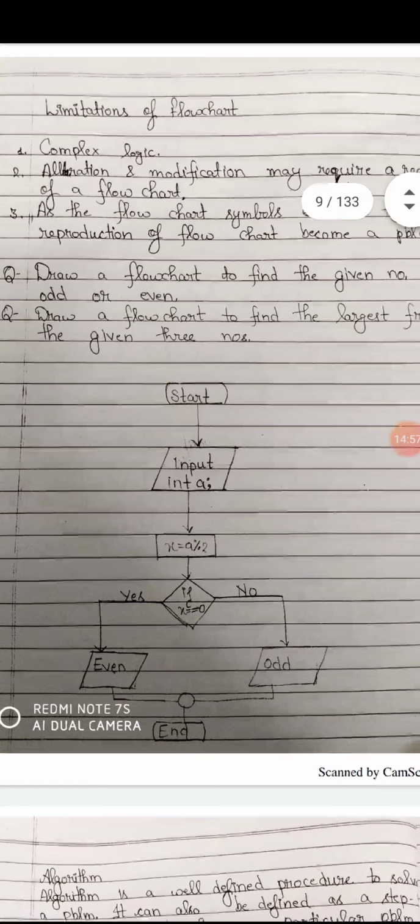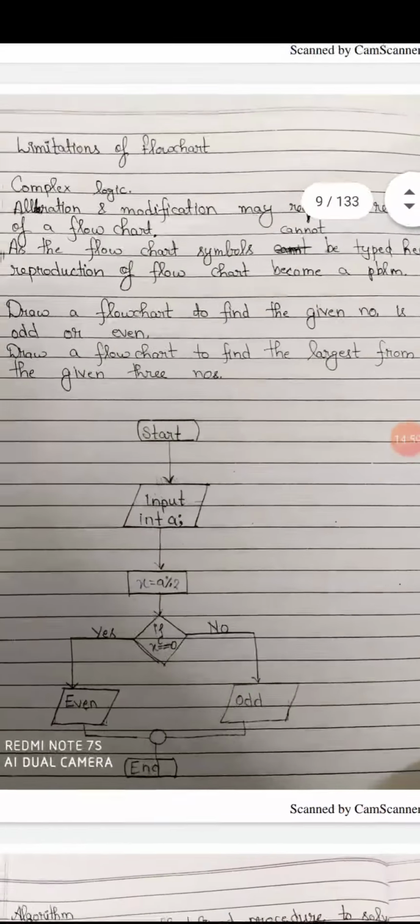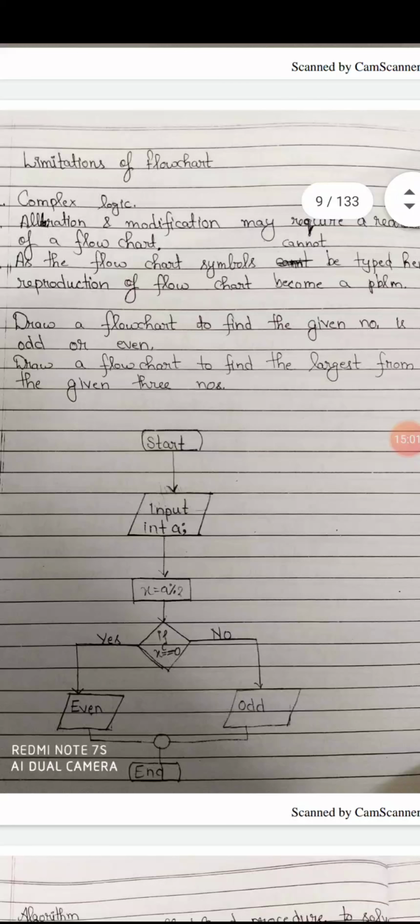Now the next question is for practice. I'll explain the flow chart of this question, and you can draw it on your own. We need to draw the flow chart to find the largest number in the given three numbers.